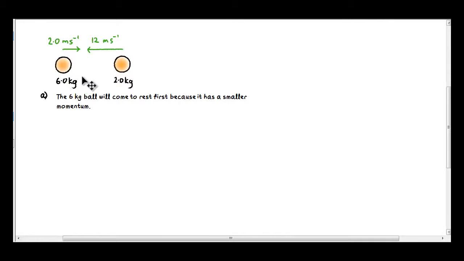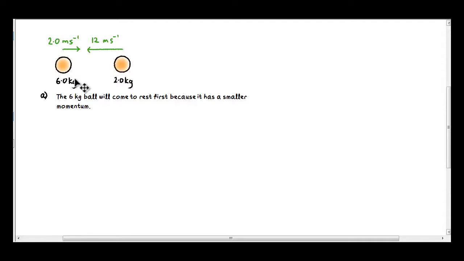Part A. The 6 kg ball started out with a momentum of 6 times 2 equals 12 kg meter per second, whereas the 2 kg ball started out with a momentum of 2 times 12, which is 24 kg meter per second. So the 2 kg ball started out with a much larger momentum than the 6 kg ball.